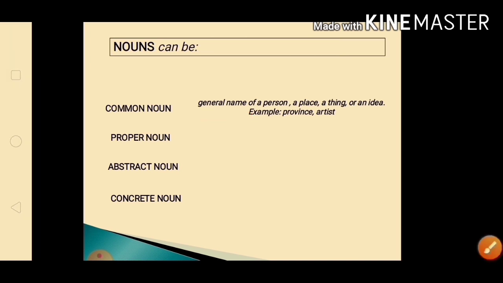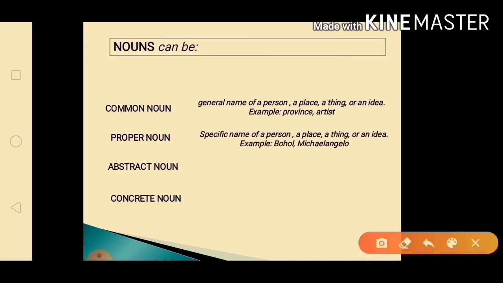Unlike in proper noun, these are the specific names of a person, a place, a thing, or an idea. Meaning to say, kapag sinabi nating proper noun, specific siya. Kumbaga, particular. Particular na tao, na bagay, or na lugar ang tinutukoy natin. Halimbawa, Bohol. So, Bohol is an example of a province, tama?